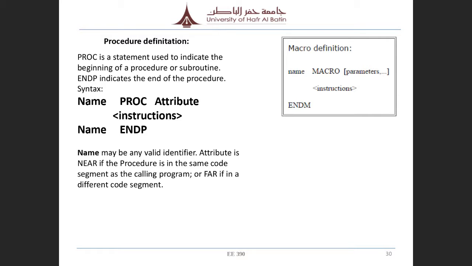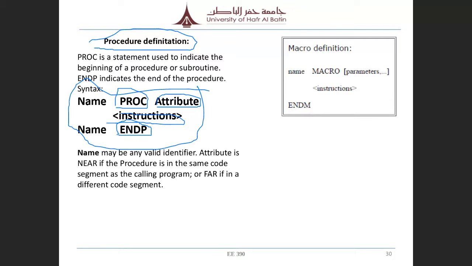Okay, so how to define a procedure? We have already seen this a few lectures back. We write the name, then PROC for procedure, and then the attribute. Attribute means near and far. Can you remember we write near and far? And then these are the instructions, and then the name and ENDP for end of procedure. So this is the way we can write our procedure.